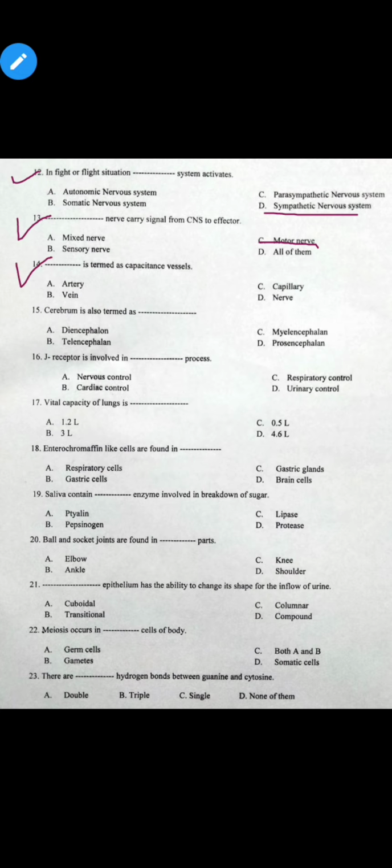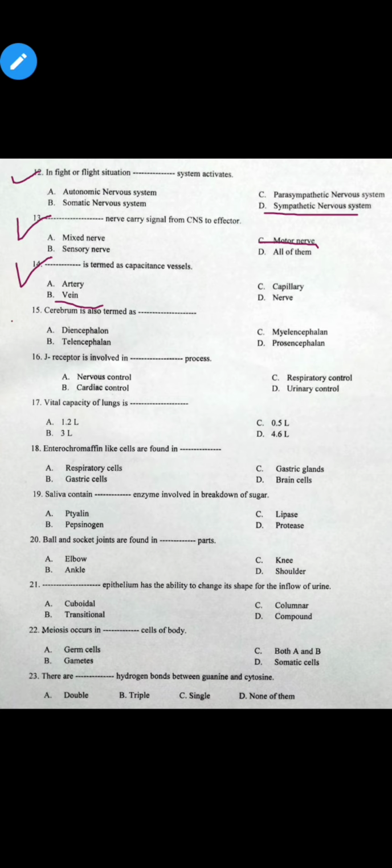MCQs number 14. Dash is termed as capacitance vessels. Option A artery, option B vein, option C capillary. So the correct option is the option B. Veins are termed as capacitance vessels because they are capable of storing a significantly larger volume of blood than arteries due to their large lumen.